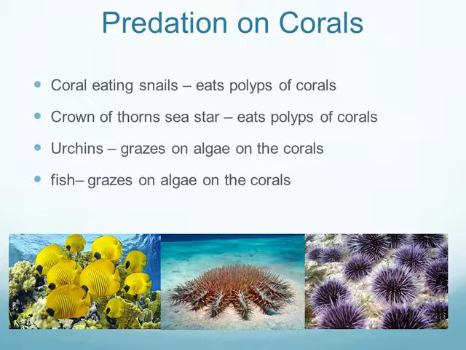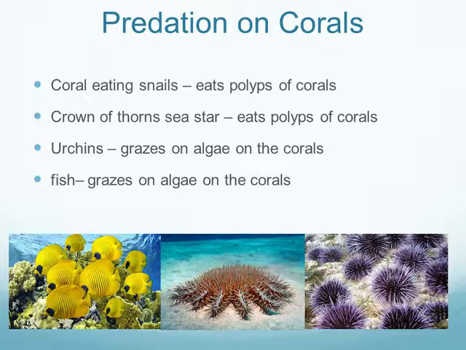And so there are a couple of organisms that do prey on corals. So you have coral-eating snails. They will actually eat the polyps on the corals. You have the crown of thorns sea star, which also eats the polyps on the corals. That's the middle image right there. Pretty gnarly looking guy. When these guys explode in population, corals really suffer.